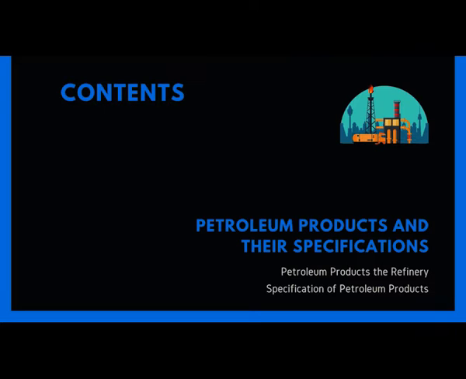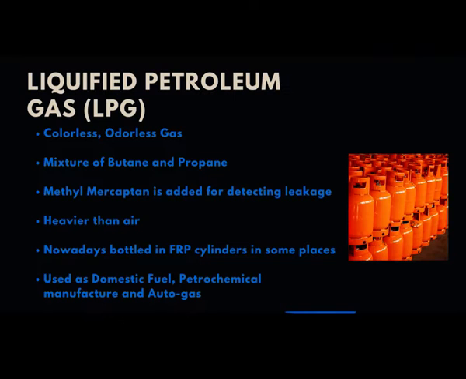Let us see what are all the different kinds of products that are produced in a refinery. The first and foremost product from a refinery is liquefied petroleum gas. I think many common people would know about LPG because it is widely used as a domestic fuel. It is basically a colorless and odorless gas.